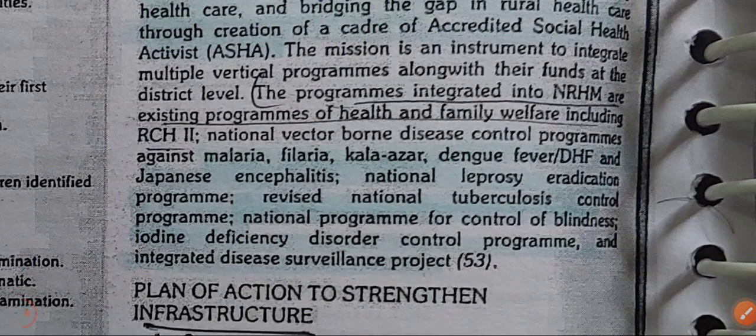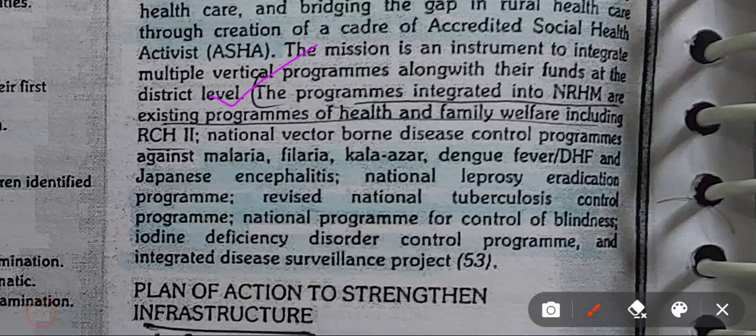So this program integrates with the NRHM and existing programs of health and family welfare, including RCH2. This acts as an instrument to integrate the multiple vertical health programs along with their funds at the district level. So these are the programs it includes.